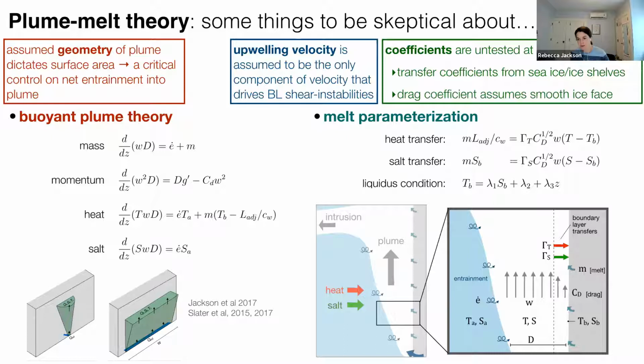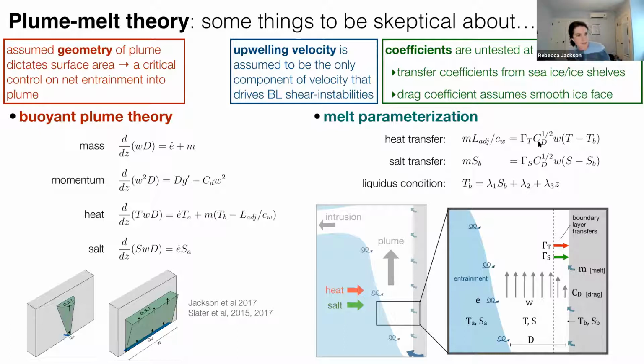And then last, this is based on using these empirical coefficients that are entirely untested at tidewater glaciers. The transfer coefficients here have been derived from studies of sea ice and ice shelves, which are relatively horizontal ocean ice boundaries where buoyancy is stabilizing. But in this setting, we're looking at relatively vertical ocean ice boundaries where you might expect really different values for these coefficients. And then again, these drag coefficients are also untested and assume a relatively smooth ice face.